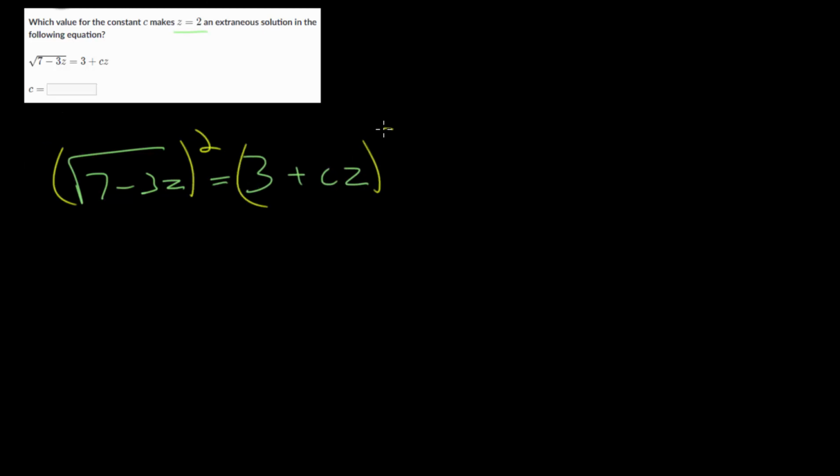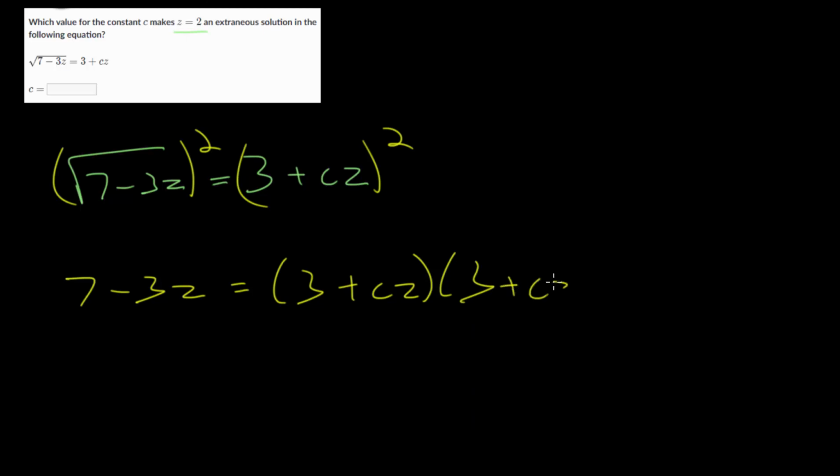And to get that extraneous solution, like I mentioned, we just need to square each side and solve that equation. So let me just rewrite it. We have 7 minus 3z underneath the square root is equal to 3 plus cz. And at this point, we'll square everything. And once we square everything, then we'll end up with our extraneous solution in that resulting equation. So square and square root cancel, we get 7 minus 3z. And here we'll just rewrite it twice so that we can multiply it out.